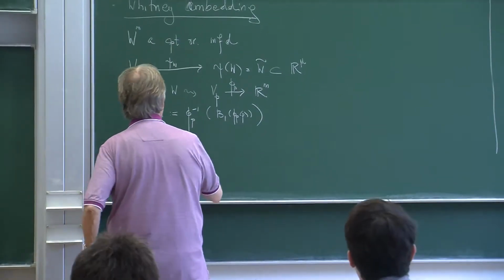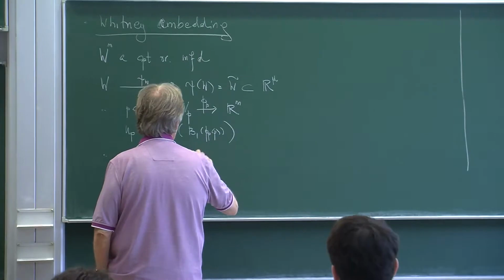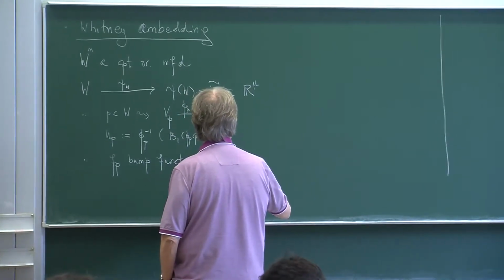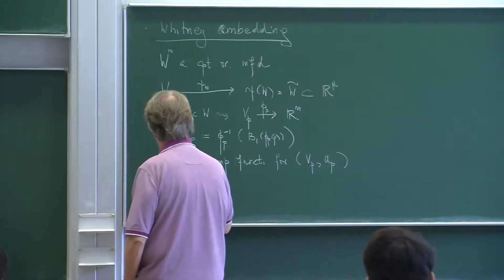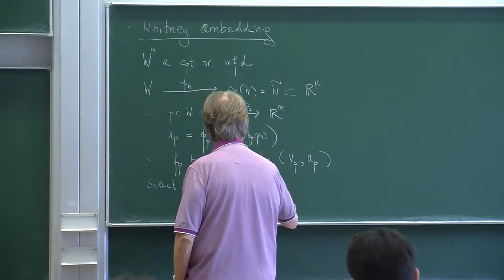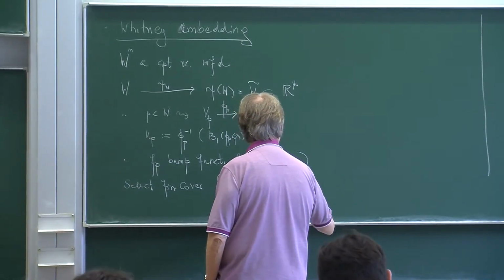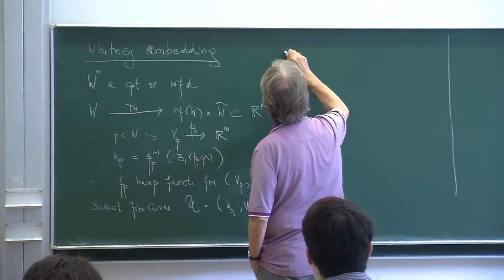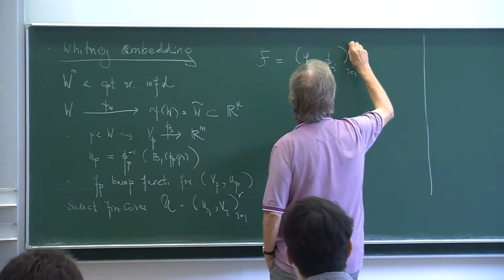And then the last thing is you take a bump function, f_p, everything in the same smoothness class, for the pair V_p and U_p. And then you select a finite cover, and you would write this as just U_i, V_i, where i goes from 1 to r. And we also have the maps phi_i. And it's also useful to put them together like this.